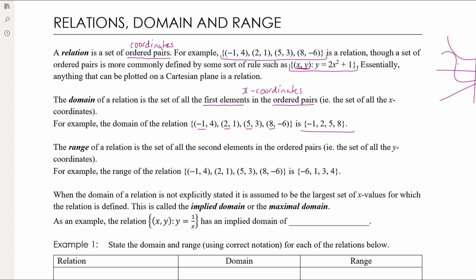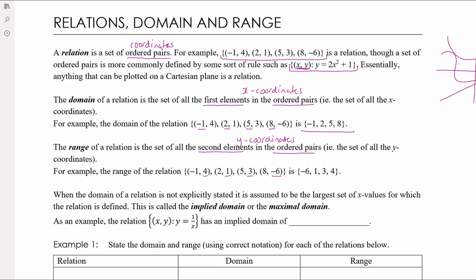The range of a relation is the set of all of the second elements in the ordered pairs. So second elements in ordered pairs are y coordinates. So for example, in our relation that's made up of 4 distinct pairs, our range is made up of the 4 y values. Now again, conventionally in listing that set of numbers, we would list those numbers in order. So -6, 1, 3, and 4 is those y values in order.